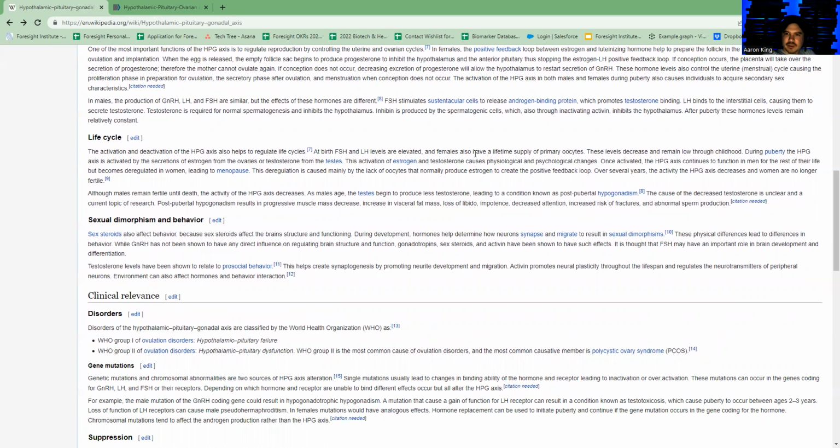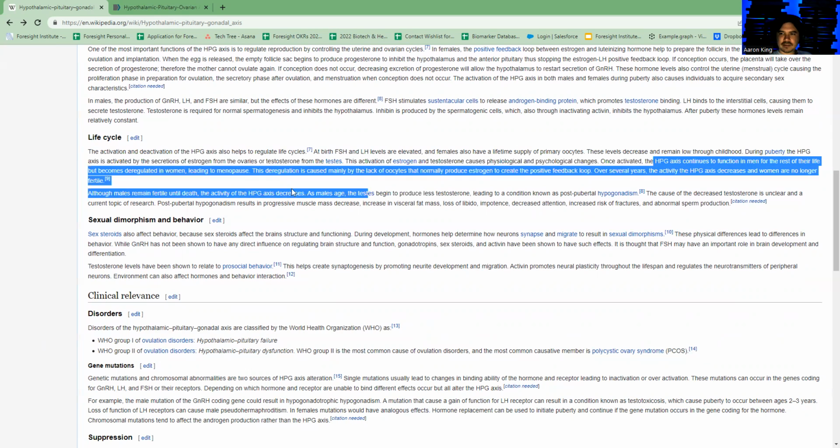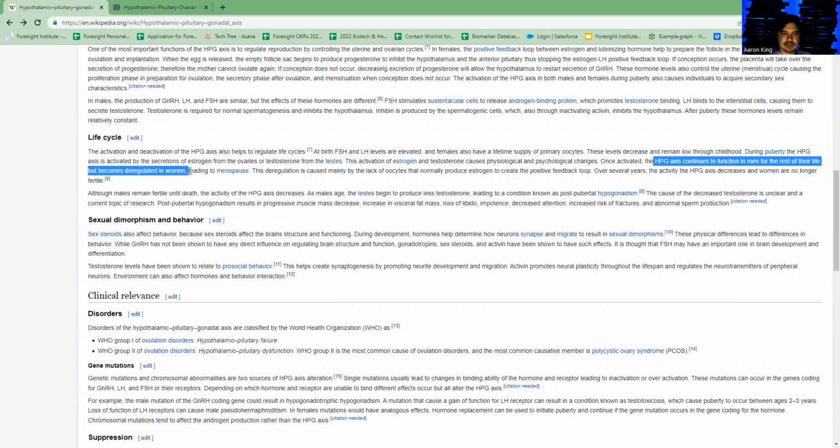During puberty, the HPG axis is activated by secretions of estrogen from the ovaries or testosterone from the testes. The activation causes physiological changes. Once activated, the HPG axis continues to function in men for the rest of their life, but becomes deregulated in women, leading to menopause.